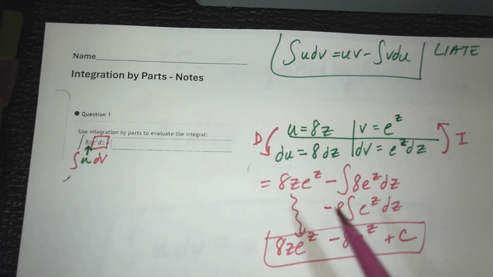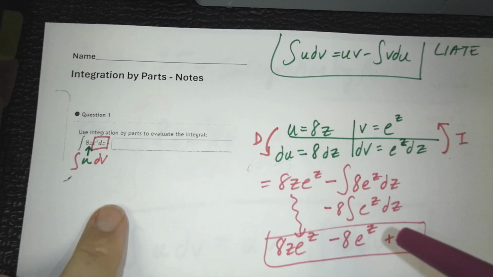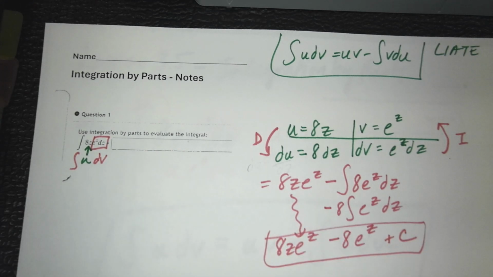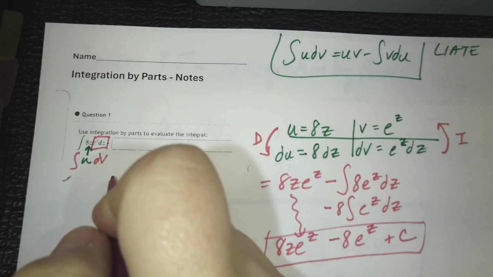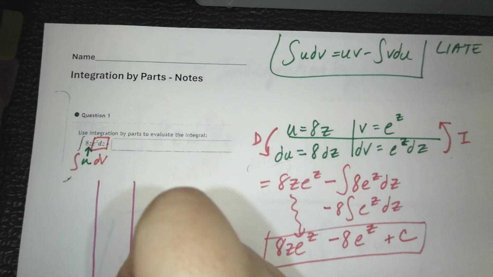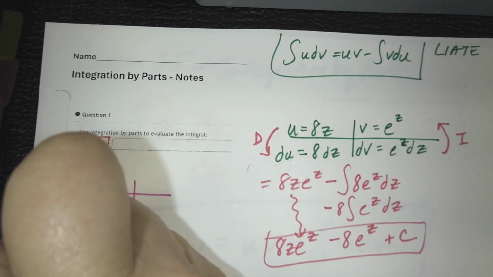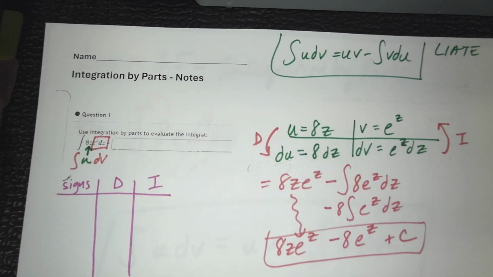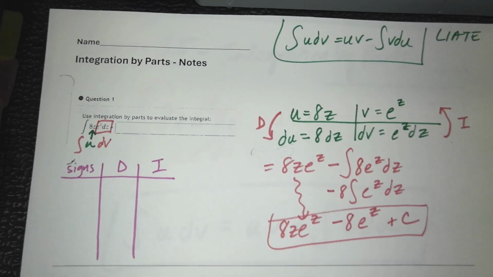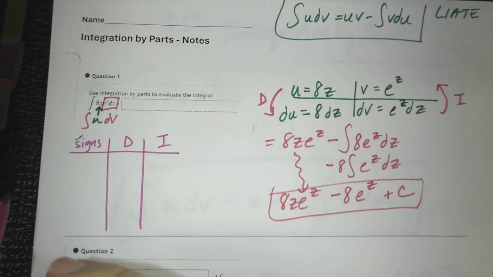Okay, I'm going to show you what's called the table method, because honestly, this is not a bad method, but this method will make this question go much easier on the quiz. The table method goes like this. You're going to draw 3 columns, and you're going to write signs, D, and I.